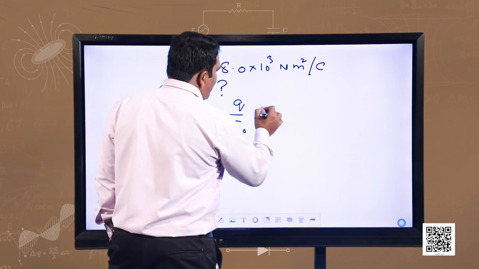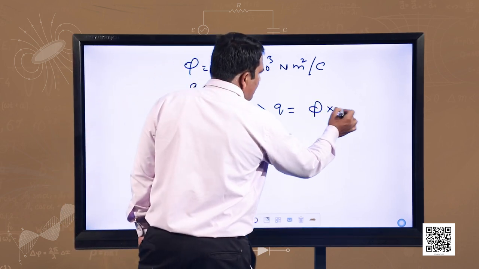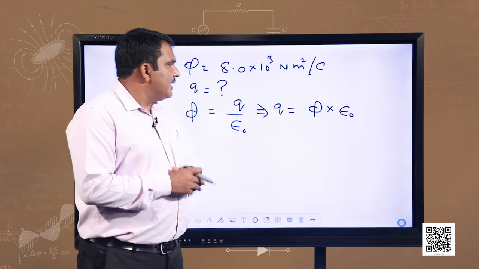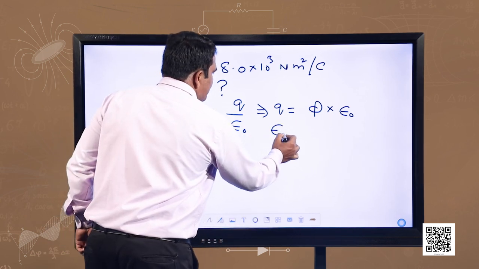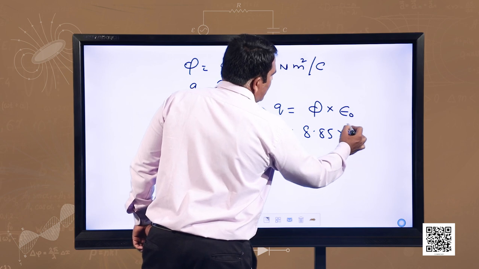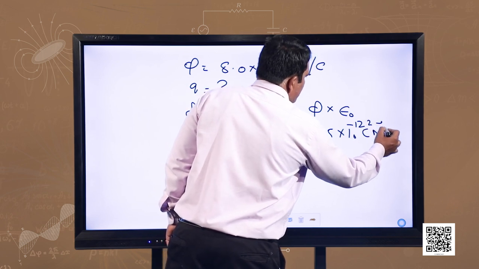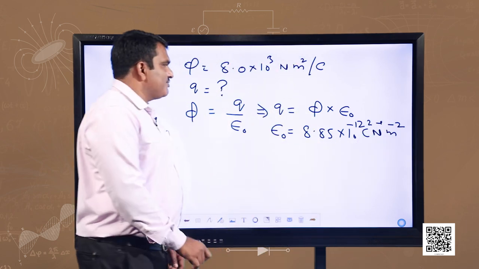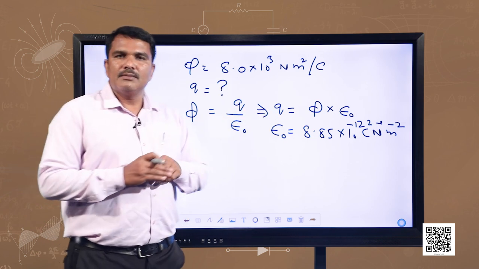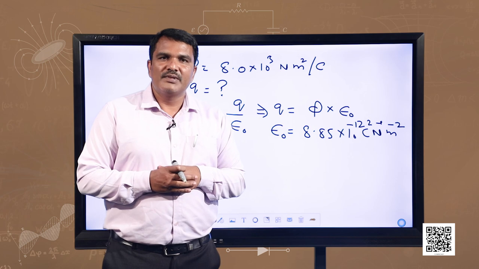From this formula, you can easily find the amount of charge enclosed by the surface is phi multiplied by epsilon naught, where the value of flux is given to you in the question, and the value of epsilon naught, that is electrical permittivity of free space, we know that it is 8.85 into 10 to the power minus 12 coulomb square per Newton per meter square. By putting these values of phi and epsilon naught, you can easily get the amount of charge enclosed by this black box.